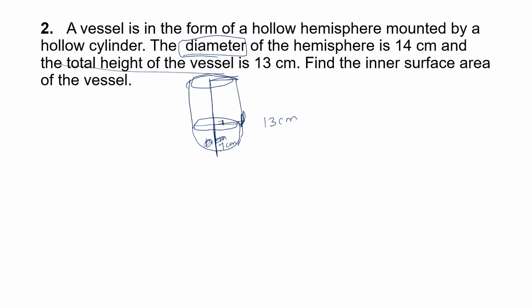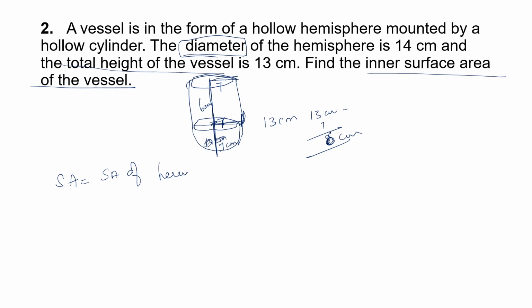So what will be the height of the cylinder then? Height of the cylinder will be 13 centimeter minus 7 centimeter, so 6 centimeter will be the height of the cylinder. And what about the radius? Radius is going to be the same here also. Now find the inner surface area of the vessel. Inner surface area means whatever it is, it is surface area only. So surface area is equal to surface area of hemisphere plus surface area of cylinder.